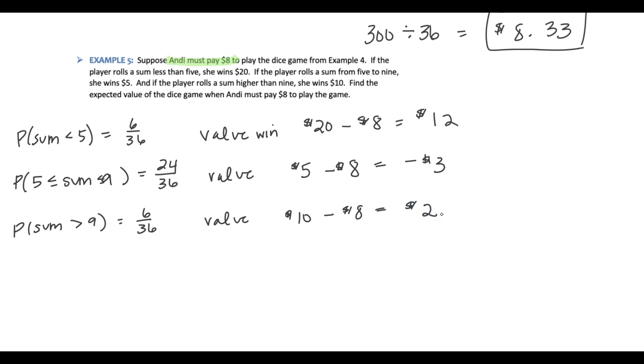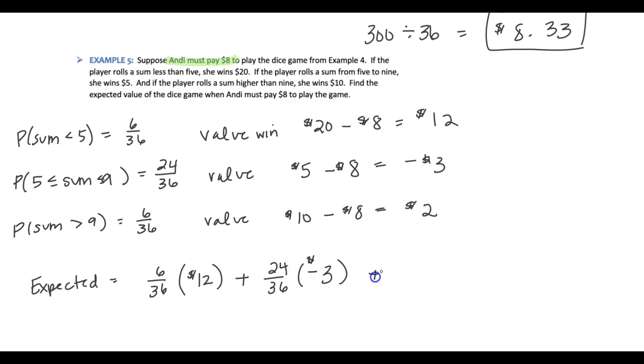So we could find our expected value by taking the probability of the sum less than 5, 6 out of 36, times its value, which is now $12 because 8 had to be paid to play the game. The probability of a sum between 5 and 9 was 24 out of 36, and its value is negative $3, or you end up paying more than you win. And the probability of a sum greater than 9 is 6 out of 36, and the value there would be $2 for a win.